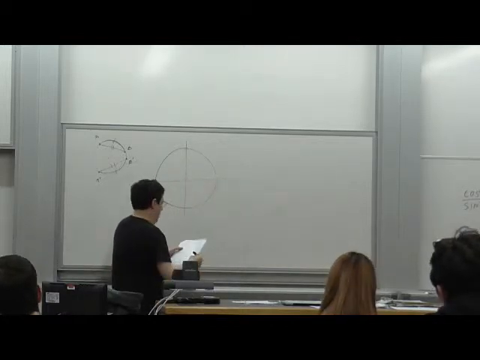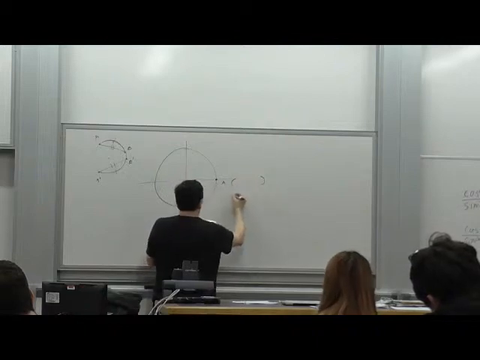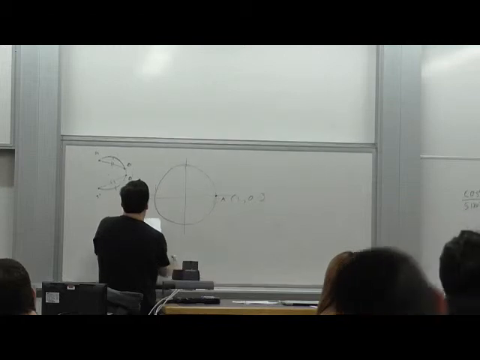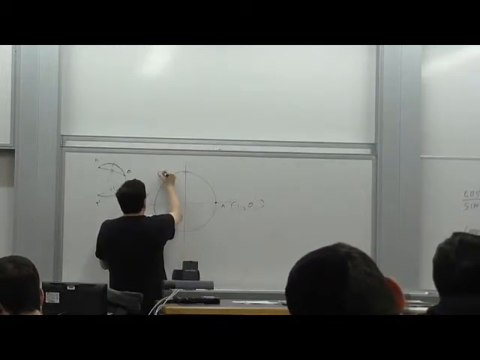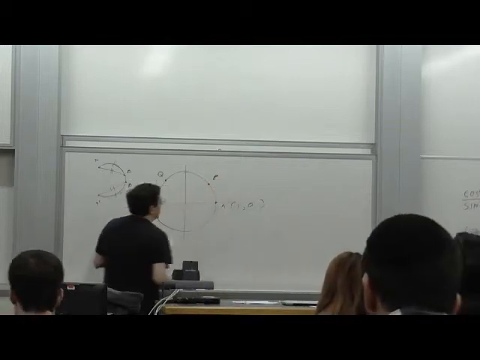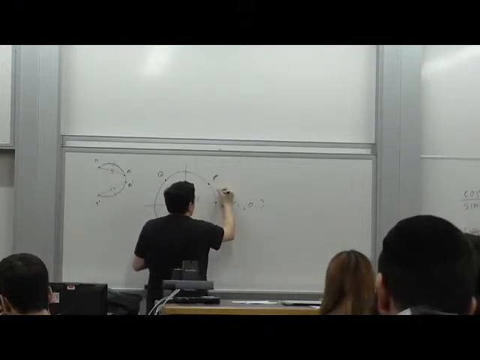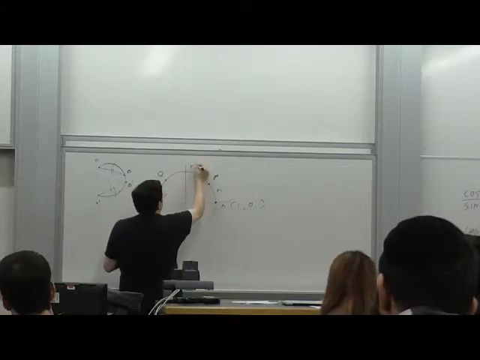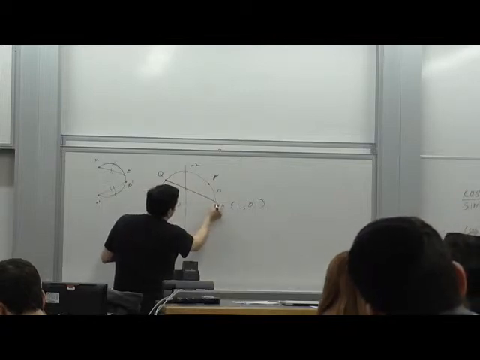I'm going to put some points on it. This is point A, which is at (1, 0). I'm going to put a point Q, and I'm going to put a point P. So the arc from A to P, I'm going to call R1. And the arc from P to Q, I'm going to call R2. And then I'm going to draw this line AQ.